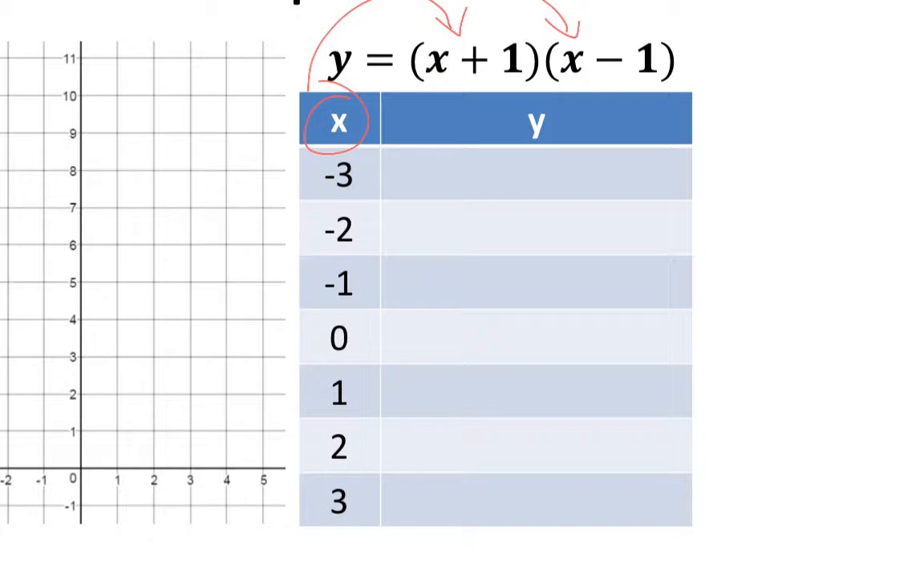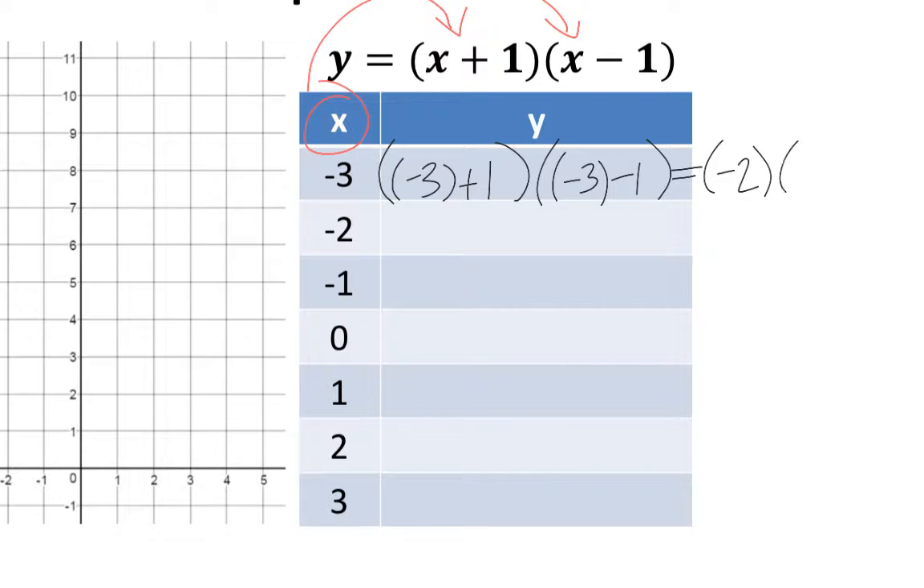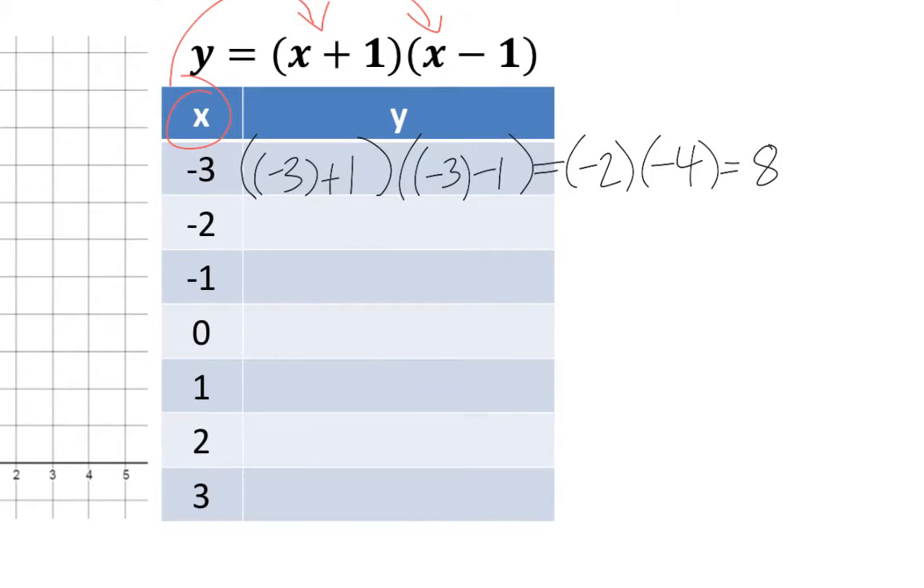What I'm going to do is substitute in these values of x. So instead of writing x, I'm going to write that number in brackets. So here I have -3 plus 1, and I have -3 minus 1. You're going to have to be very careful with your signs here. What you have is -3 plus 1, which is -2, and then you have -3 minus 1, which is -4. So -2 multiplied by -4 is +8.